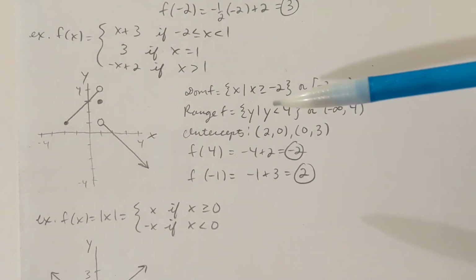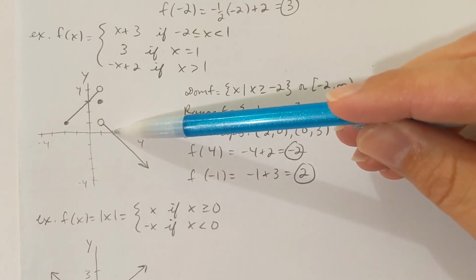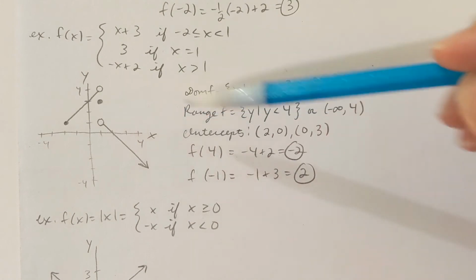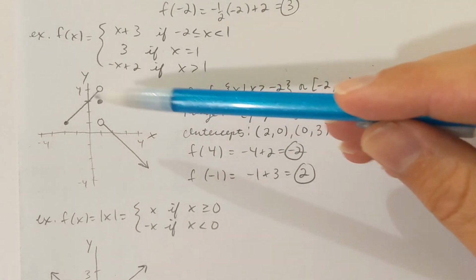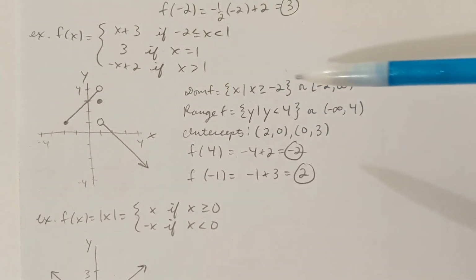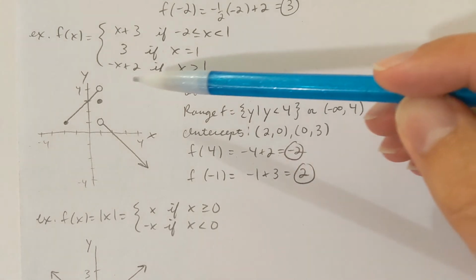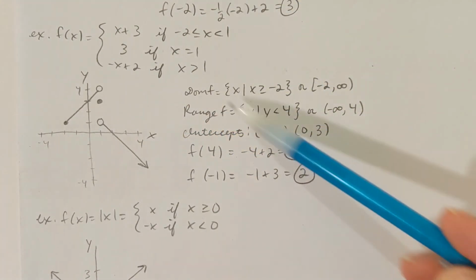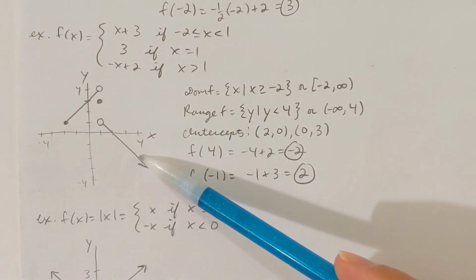The intercepts, there's 2 of them. They're at 2, 0, and 0, 3. How about 1, 3? No, that's not an intercept because that's not on the x or y axes. F of 4, okay, well here's negative 4 plus 2 is negative 2. Let me check that. 4, negative 2, that's right there. That's on piece 3 that I drew.